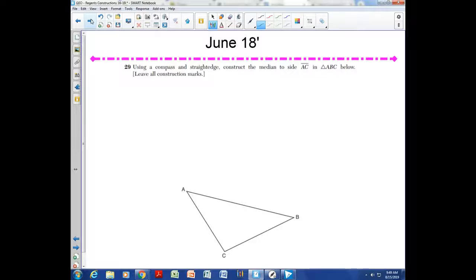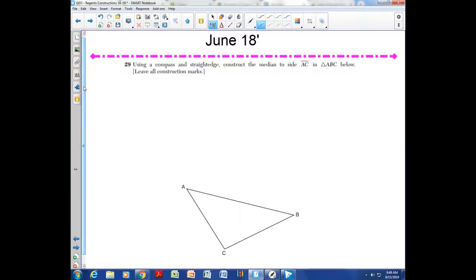June 18, number 29. Using a compass and straight edge, construct the median to side AC in triangle ABC below. Leave all construction marks, of course. Okay, median. I like to remember that a median kind of sounds like the word medium, and medium is always in the middle. So the median of a triangle is really a line segment that goes from one of the vertices of the triangle to the opposite side's midpoint, the middle of that side.